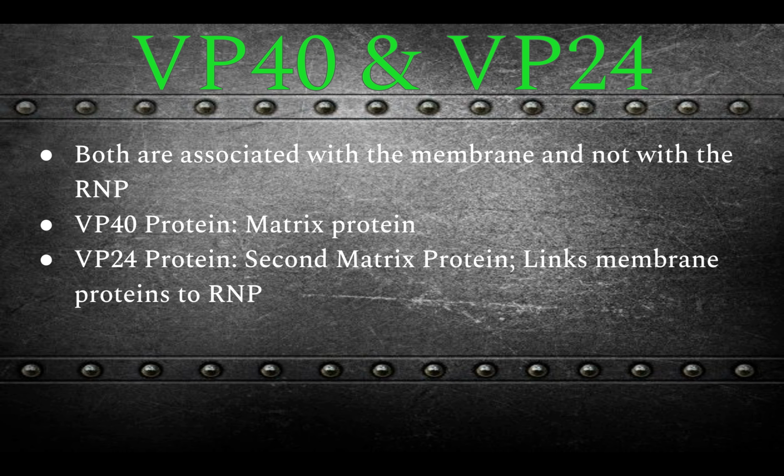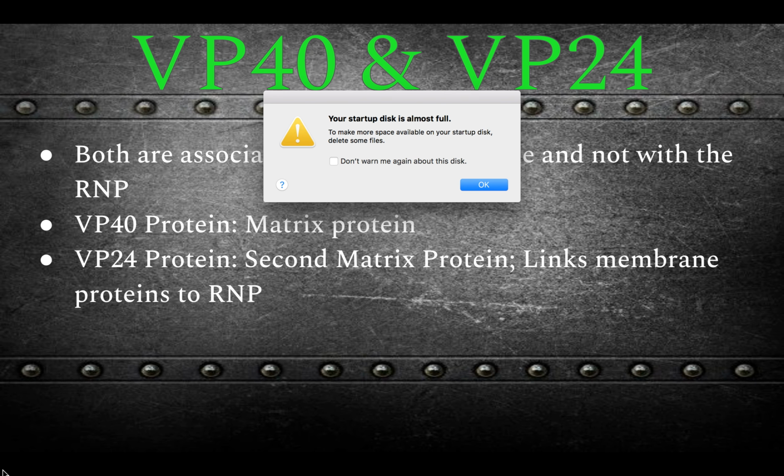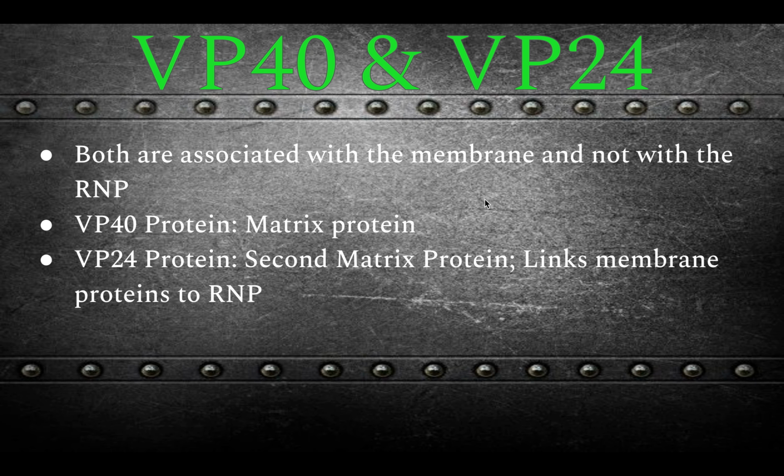2 more proteins involved in the structure of the matrix of the virion are the VP40 protein and the VP24 protein. These 2 proteins are not associated with the RNP. The VP40 protein is a primary matrix protein, and the VP24 protein is a secondary matrix protein and helps to link the membrane proteins to the RNP.